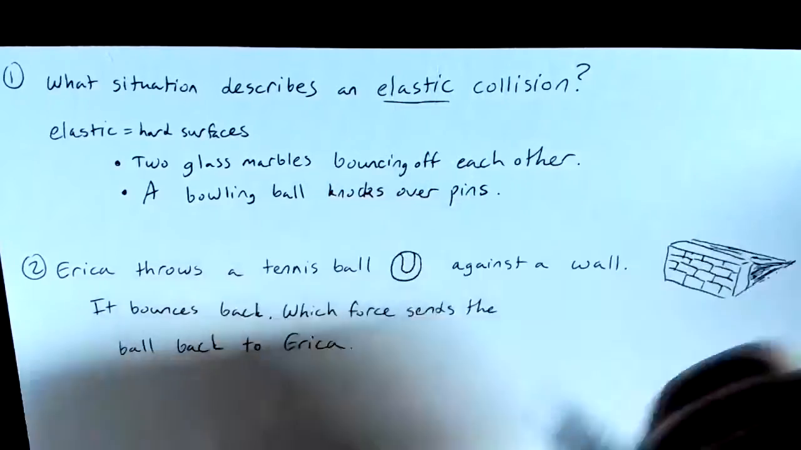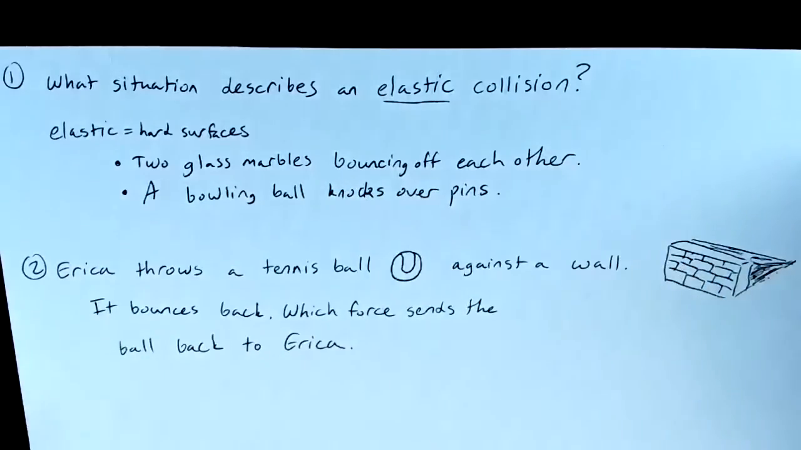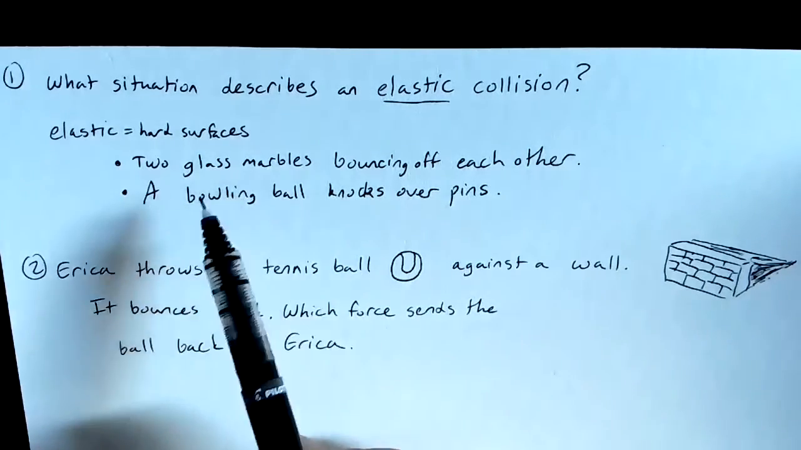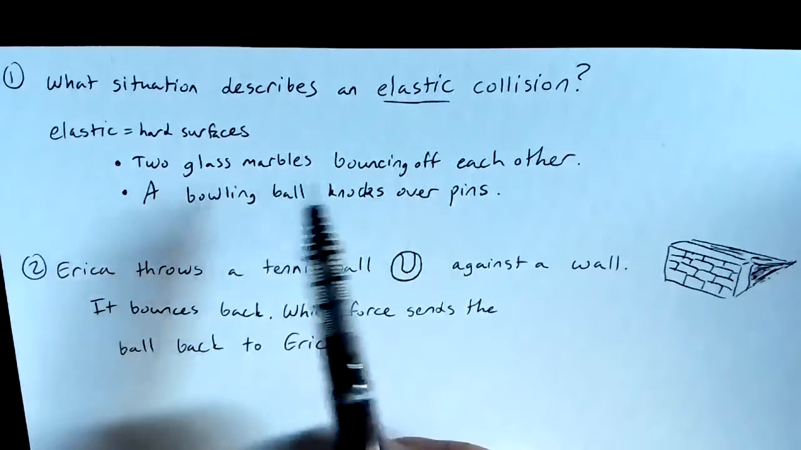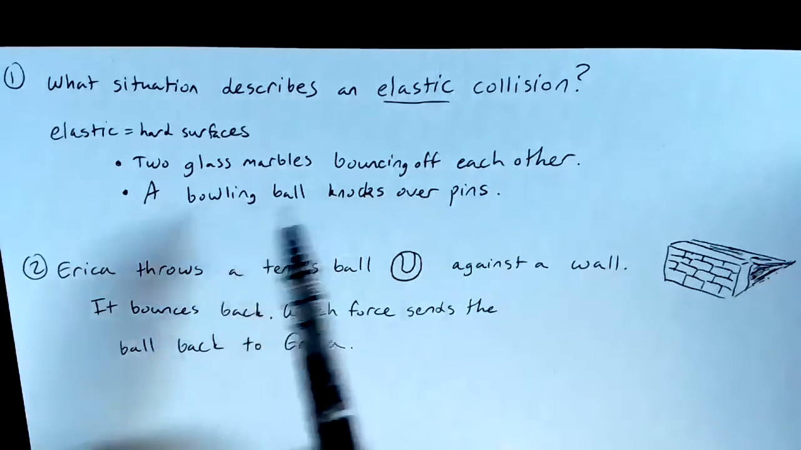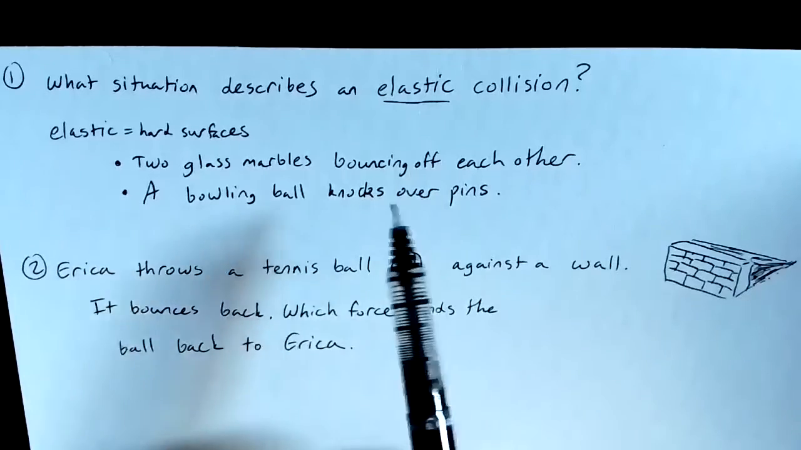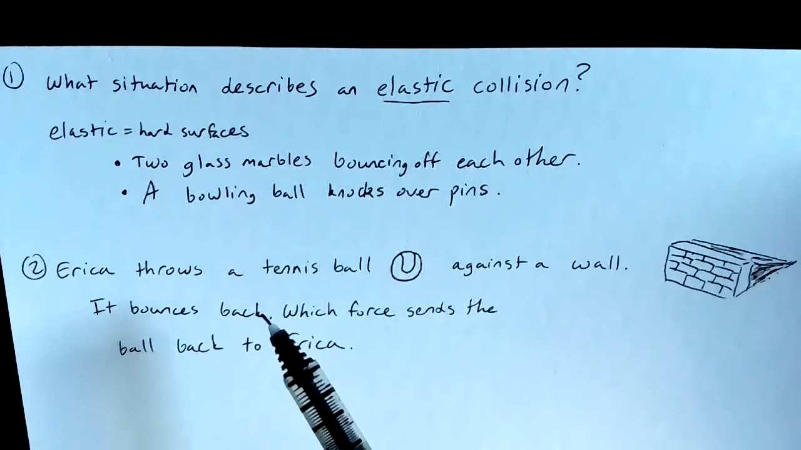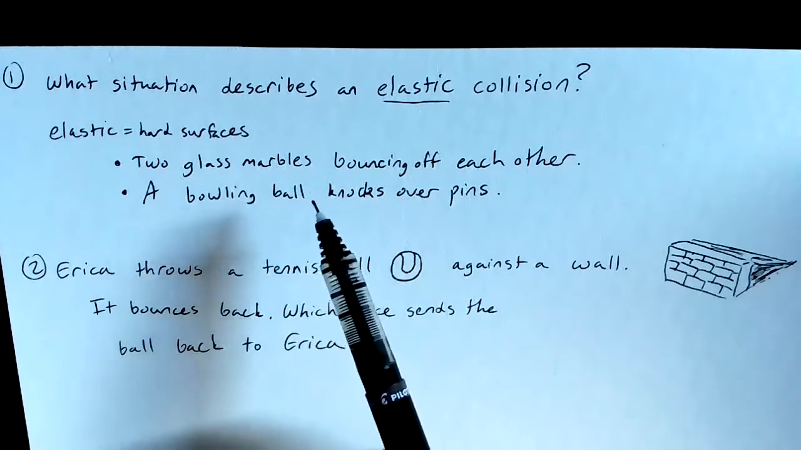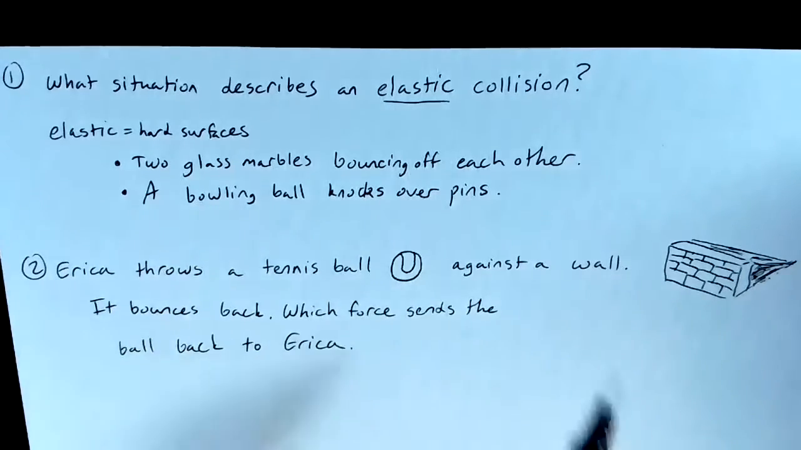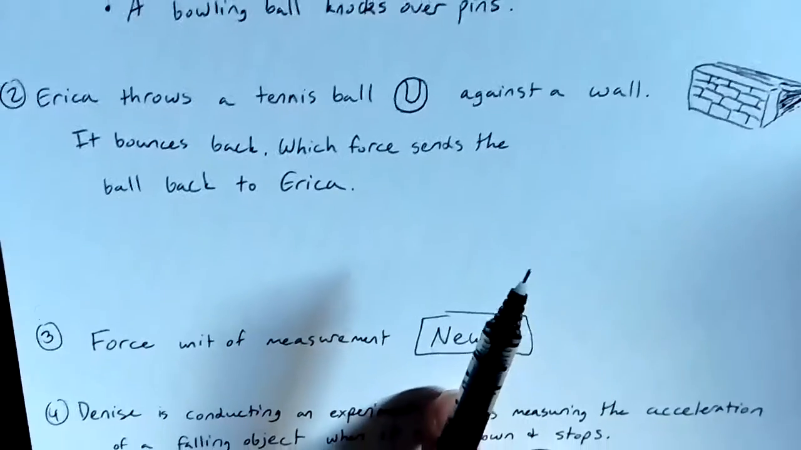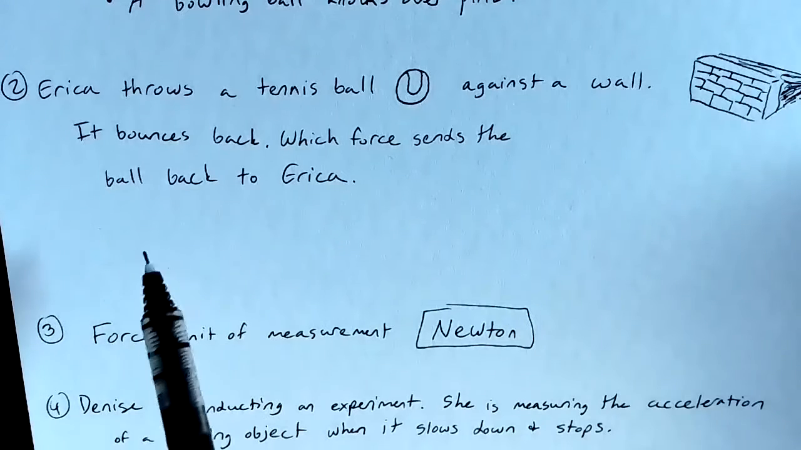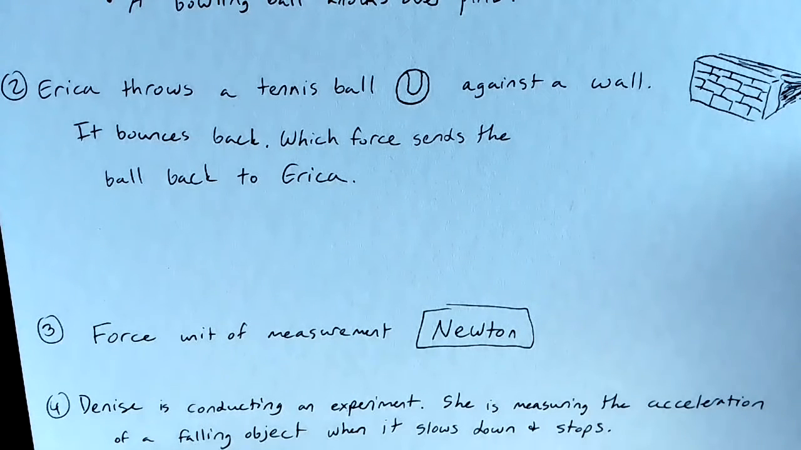Or any amount of pins. Okay. And this is elastic because glass marbles are hard surfaces. They don't change shape after bouncing off one another. And the bowling ball and pins do not change shape as well. So those two are elastic collisions. All right. So we can move on to the next question.